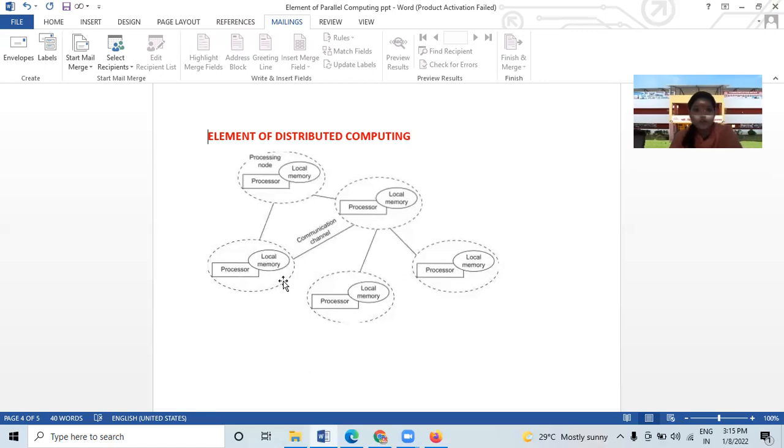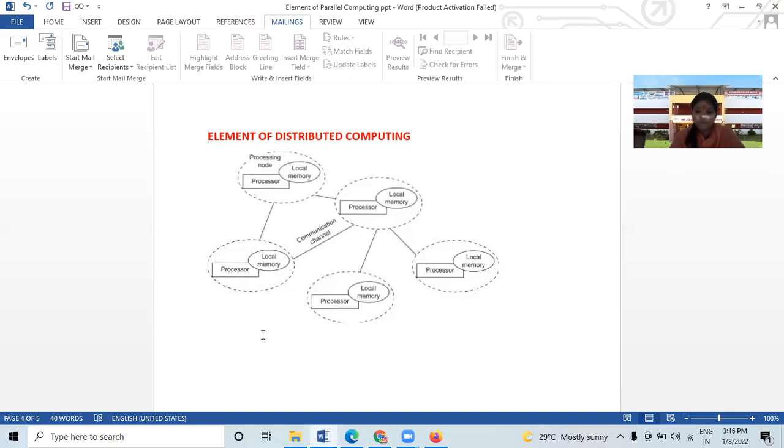So you can see here processor and local memory, and each processor with its local memory communicates through the channel. Distributed computing means how a particular task is communicated among us here. We have studied distributed systems in my previous lecture, right? This is about networking connections and how local memory connects to the processor. All of this is there in distributed computing.